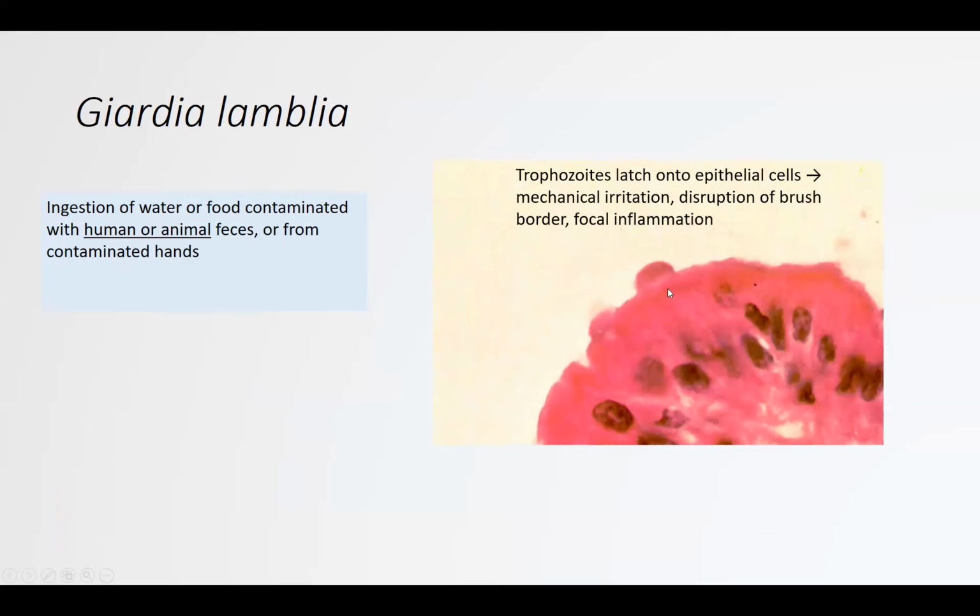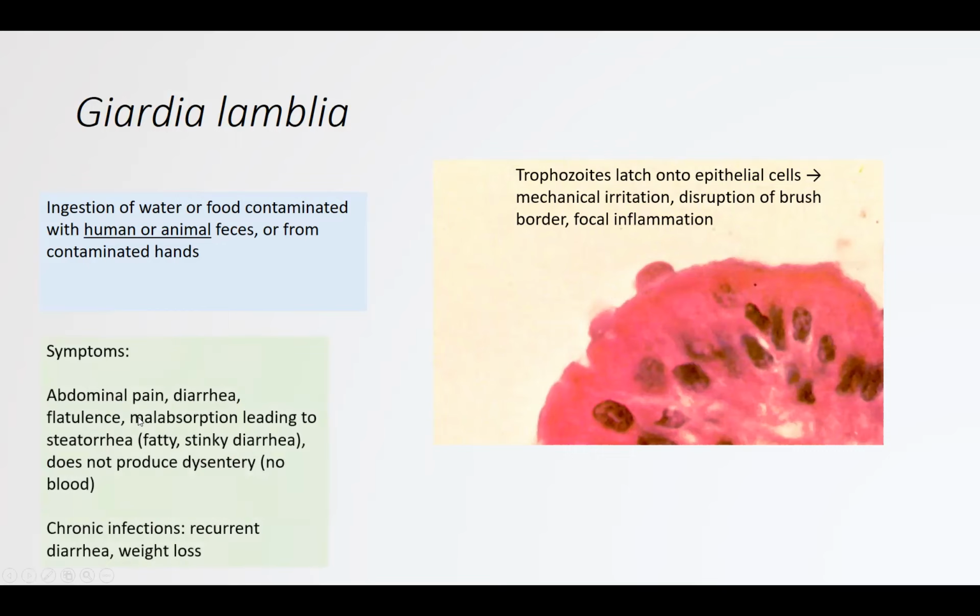This is just a cool picture here. This is a little Giardia trophozoite here, just latching on. They have this sucking disc, and they will latch onto the epithelial cells, and they just kind of suck nutrients from those cells. That's going to damage the cells, kill the cells, and cause this inflammation there on the epithelial lining. So symptoms here with Giardia: abdominal pain, diarrhea, malabsorption.